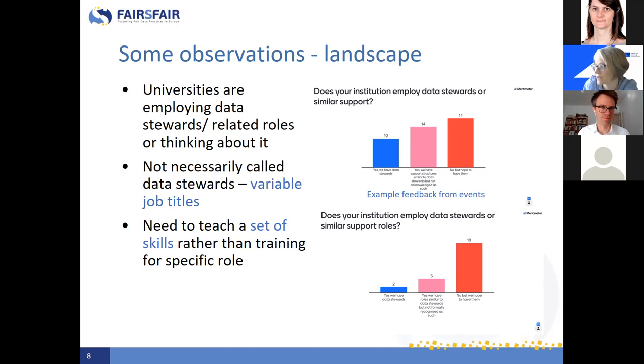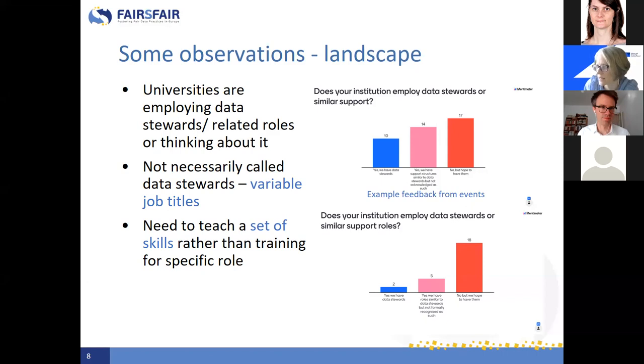There is obviously a gap. There's relatively few roles, but there are a lot of people who are hoping to have these roles. So this is where we hope that the work that Federica mentioned earlier and the training that we've been doing can help to upskill these people who are going to be coming into these roles.